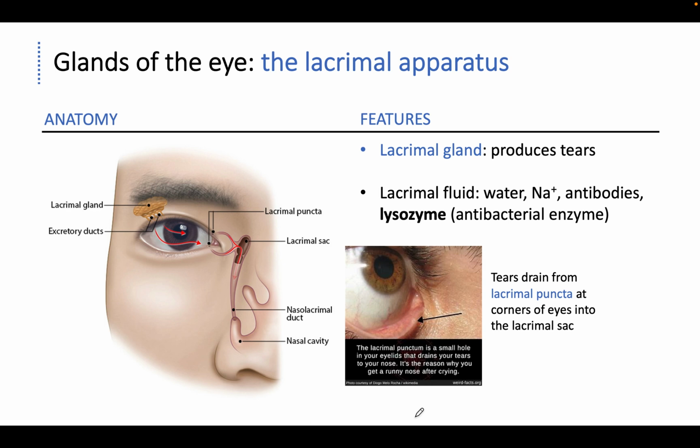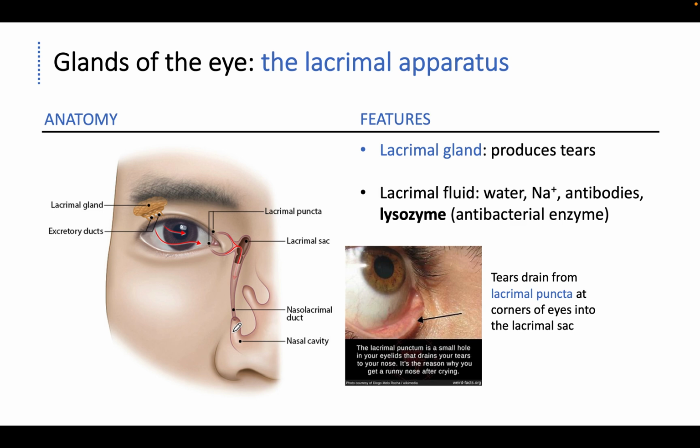So you also have something known as the lacrimal apparatus, associated as an accessory structure, an accessory system of our eye, and this is what is responsible for producing our tears, okay? Our lacrimal apparatus, and our lacrimal gland specifically, sits in the superior and lateral aspect of your orbit.